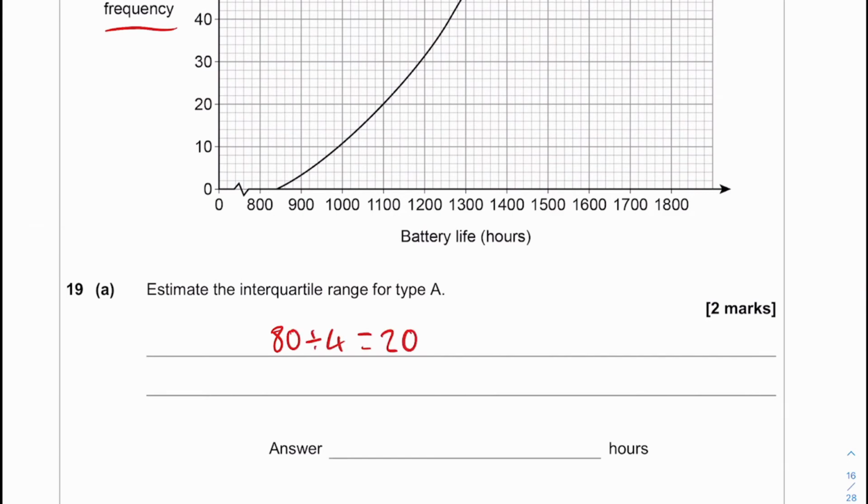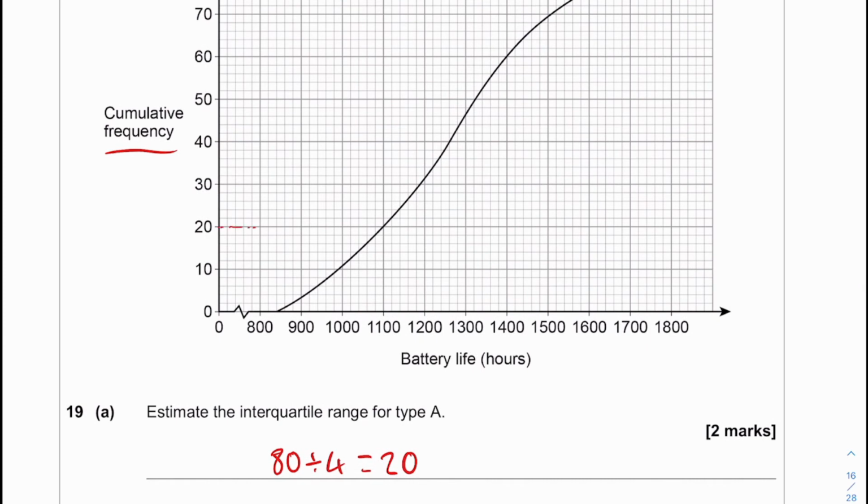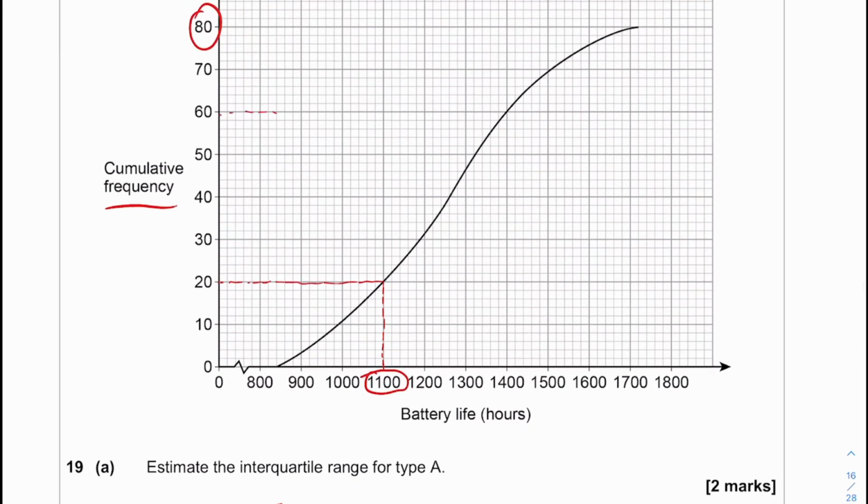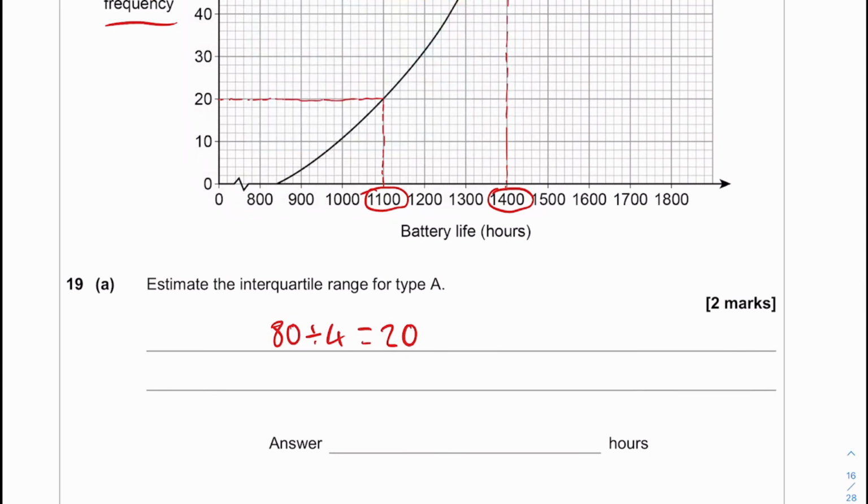So our first quartile is at the point 20. So if we go across from 20 and go down, we get 1100, and our upper quartile, if we take 20 away from 80, we get 60. So we go to 60 and go across and then down. That is terrible, let me redo that because you'll lose marks for that in the exam. You need to go down roughly on the same line and you get 1400. So therefore our interquartile range is the upper value 1400, take away the smaller value 1100, so this is equal to 300, and the units are hours, so 300 hours.